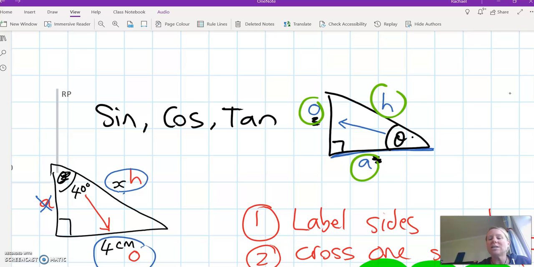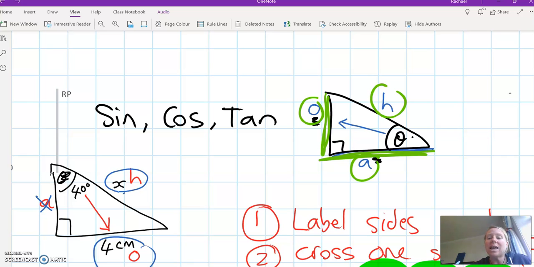But the opposite and adjacent are with respect to the angle. So O is opposite the angle. It's at the opposite end of the triangle, and its length isn't touching the angle at all. A is adjacent, so it's right beside the angle. That's what the word adjacent means: if I'm sitting adjacent to someone, then I'm right beside them. So that's the first step, labeling those sides with respect to the angle that we're talking about.